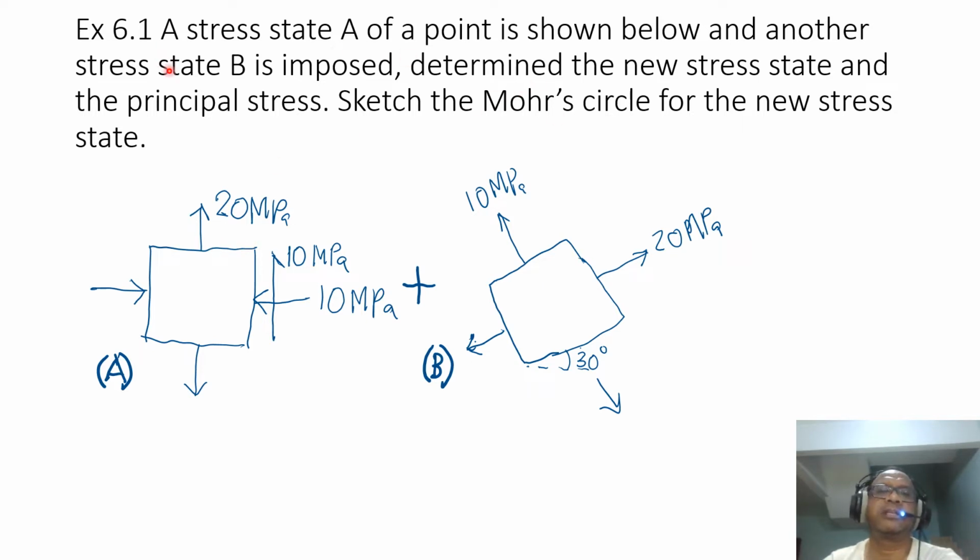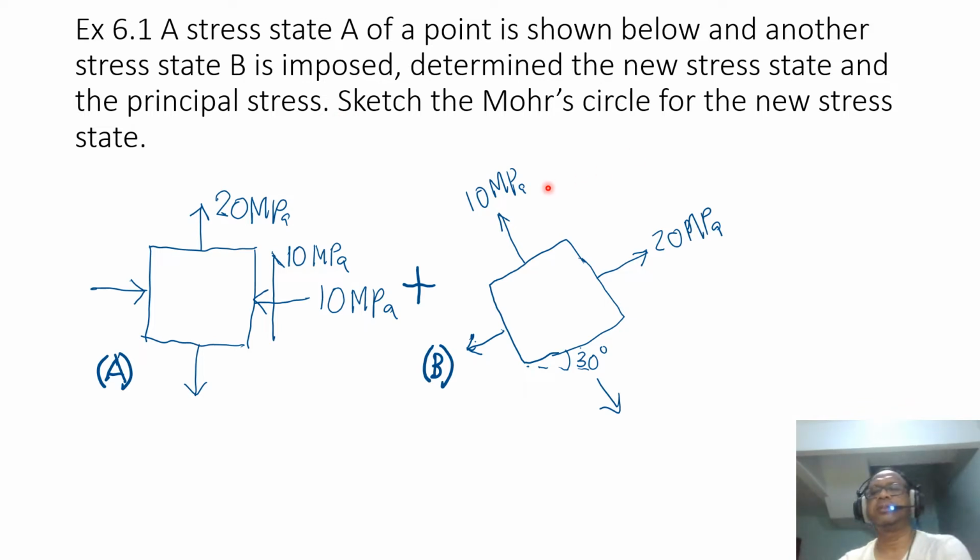And then another stress state B is imposed on it. B has a stress condition which is all normal stresses, which, as we now know, can be the principal stresses, and this is oriented 30 degrees counterclockwise from the horizontal line. Okay, so when we superimpose this, determine the new stress state and the principal stresses. Sketch the Mohr circle for the new stress state.